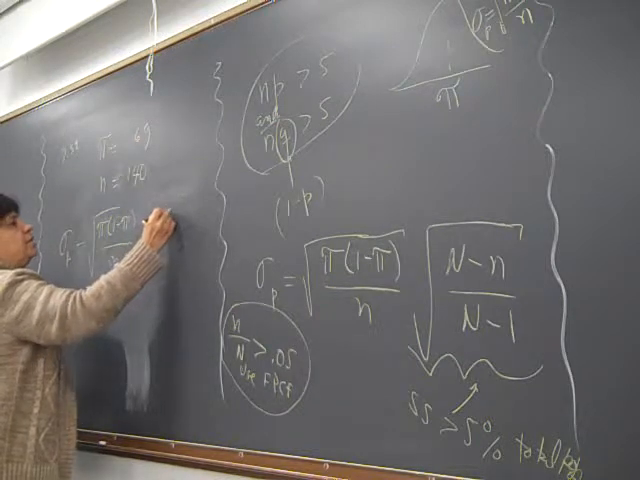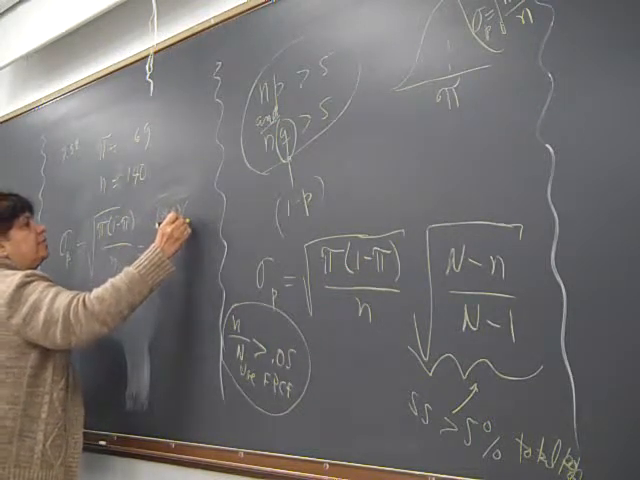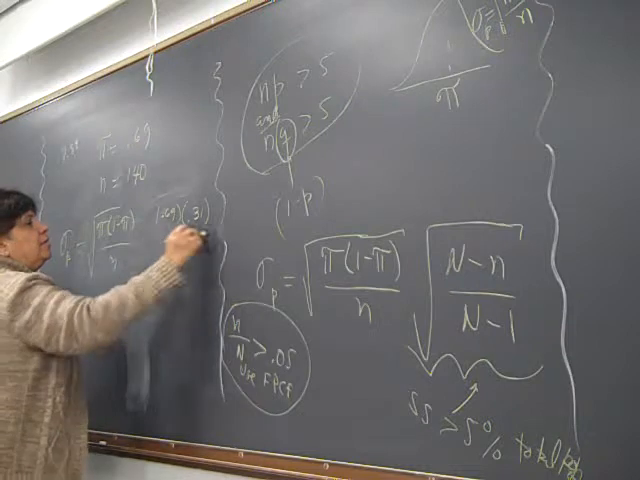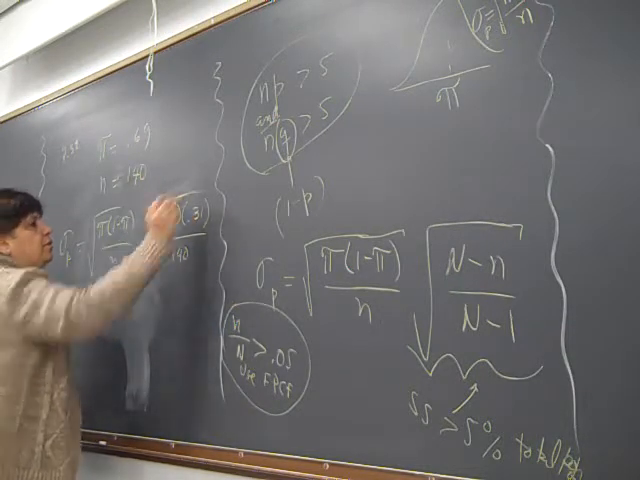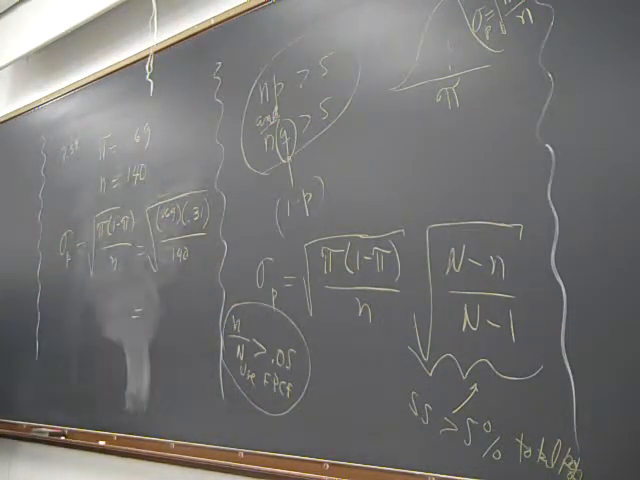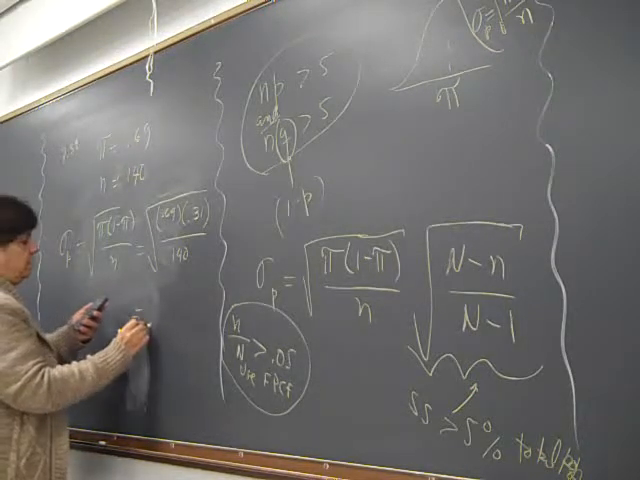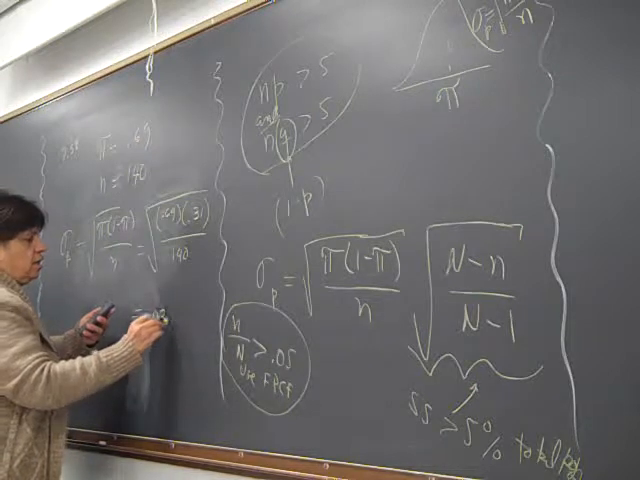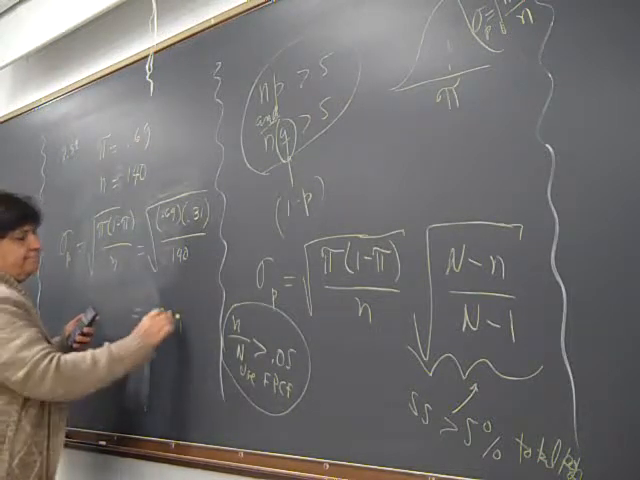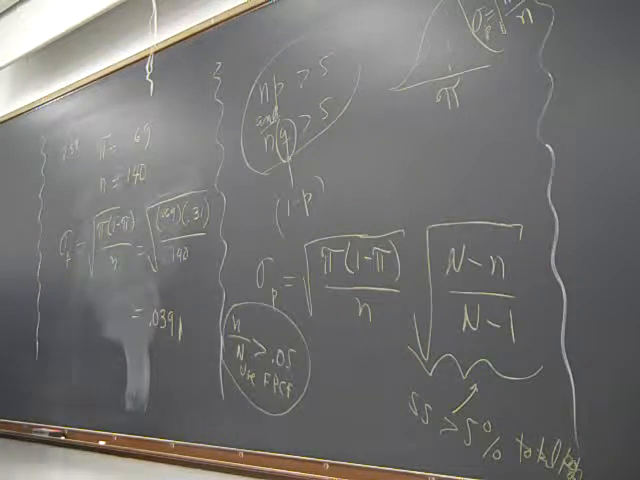That's equal to the square root of 0.69 times 0.31 divided by 140. Putting that in the calculator, 0.69 times 0.31 divided by 140, square root, is equal to 0.0391.